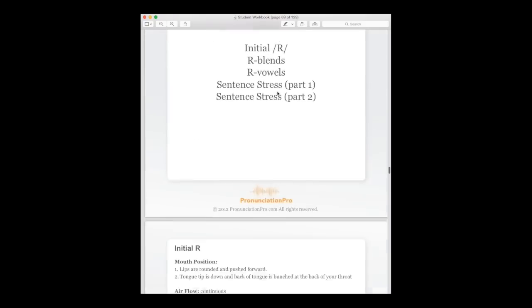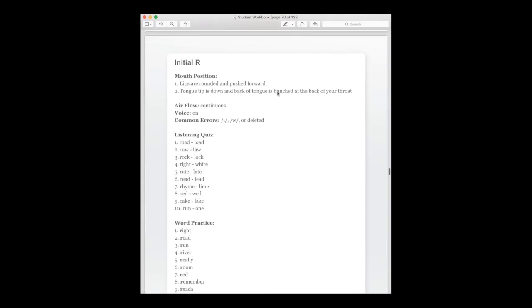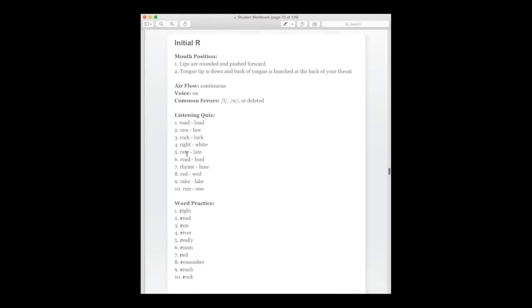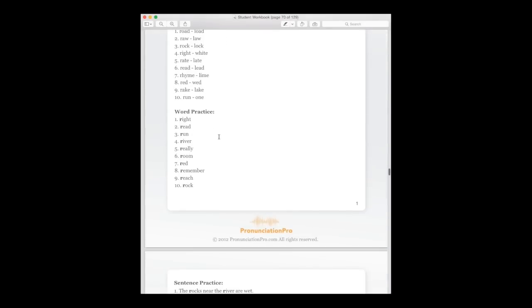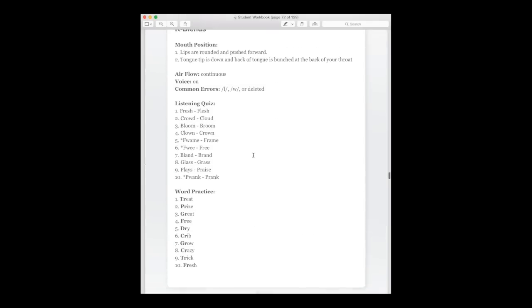Yeah. Okay, so I'm pulling up here. So it's not R at the beginning of the word. So let me actually hear you say some of these words. Hopefully that's big enough on your screen. So some of these word practice. Okay, so say these words for me. Write. Read. Run. River. Perfect. Okay, I'm going to stop you right there because your R at the beginning of the word is fantastic.